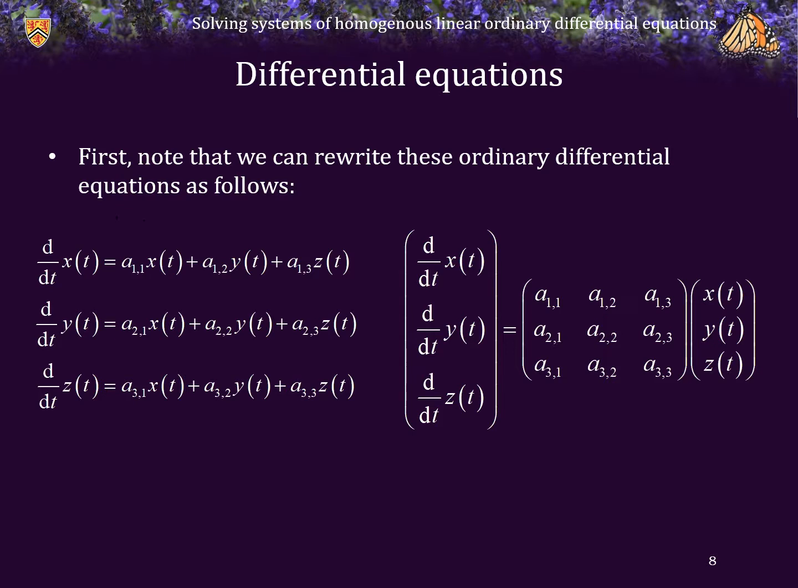Now, notice that we can rewrite these ordinary differential equations using vector notation. So, a vector of the derivatives is simply equal to that matrix times that vector of those functions. So again, the first entry, the derivative of x of t with respect to t, is just equal to a11 times x of t plus a12 times y of t plus a13 times z of t. So consequently, we have a matrix.